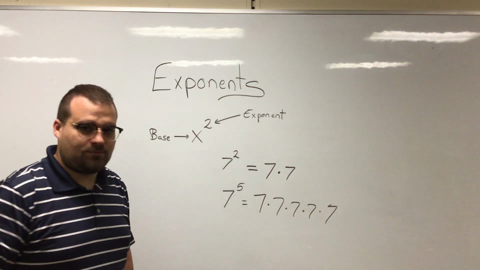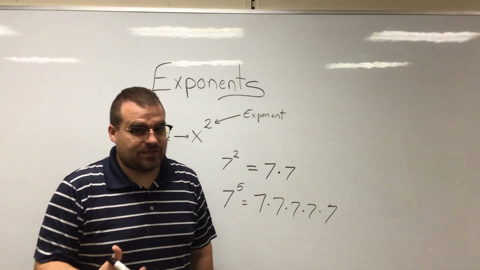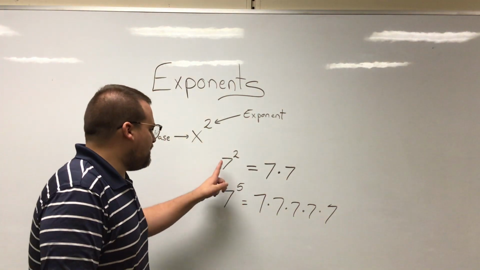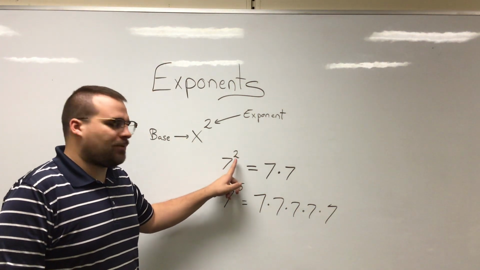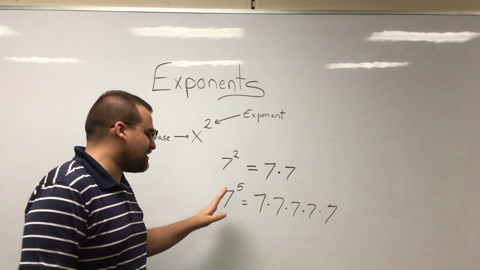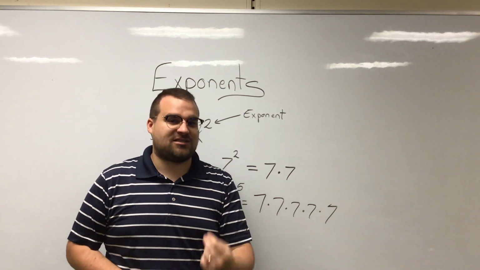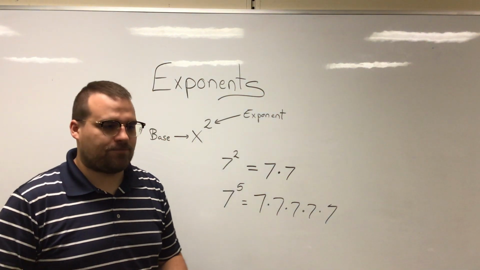Now the really important thing to remember, because it's a very easy mistake to make, is that the number is not multiplying the exponent. It's not 7 times 2, and it's not 7 times 5. It is 7 times itself that many times.